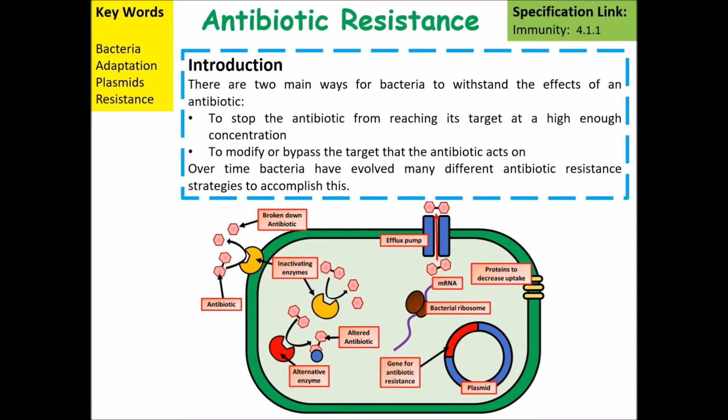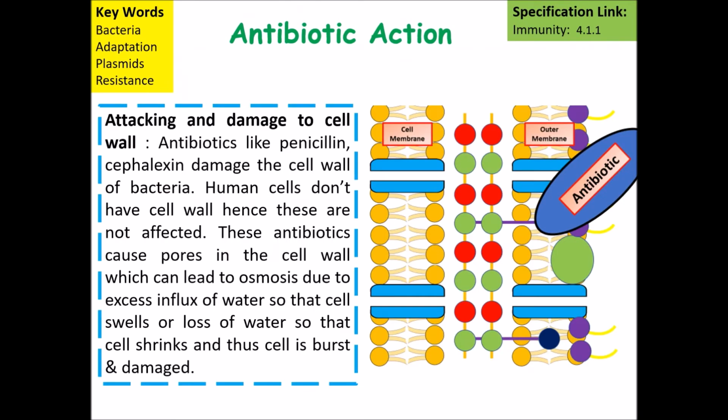Before we look at antibiotic resistance, I just want to have a quick look at how antibiotics actually work. Antibiotics like penicillin damage the cell walls of bacteria. Human cells don't have a cell wall, hence these antibiotics don't affect us. These antibiotics cause pores in the cell walls, which leads to osmosis due to excess influx of water moving into the cells, which causes them to burst.